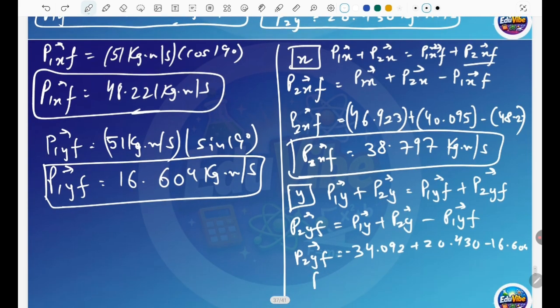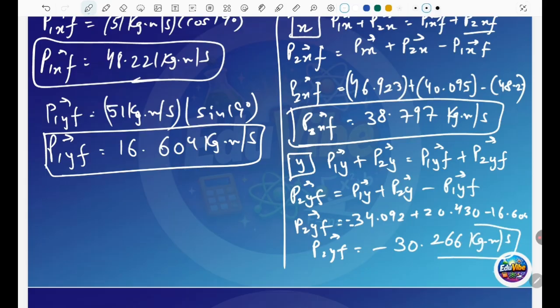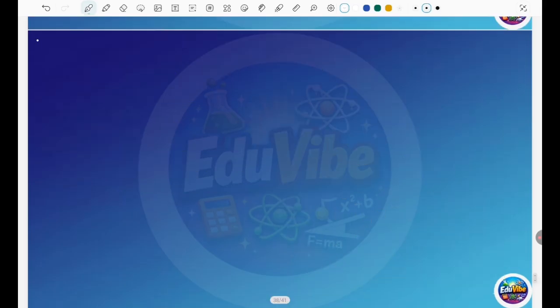So when we calculate that P2y final, make sure you deal with that minus too. We get a negative of 30.266 kg·m/s. So we have done the main part, and now we move on to the last part of this, which is the resultant vector.